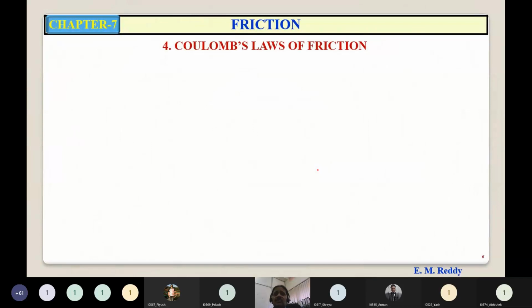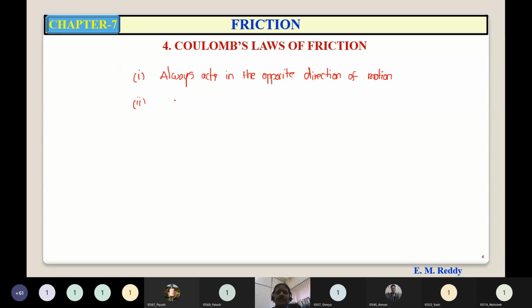Now Coulomb's laws of friction. So there are 4 laws, you can say. One is the friction force always acts in the opposite direction of motion of the body, impending motion of the body, or relative motion of the body.